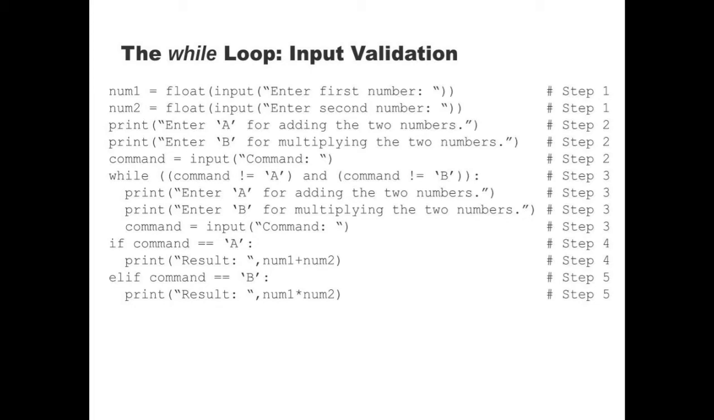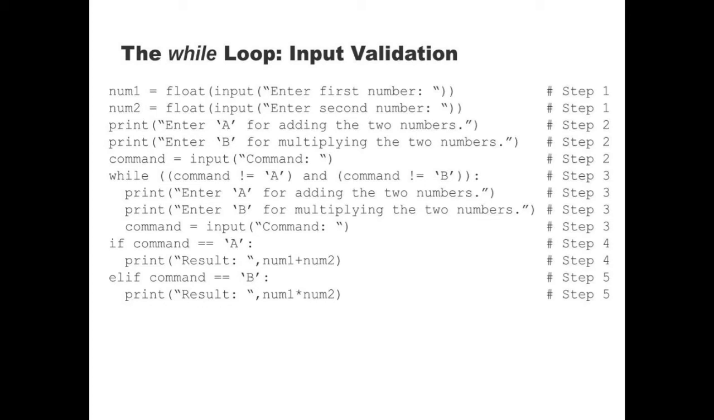As long as the command entered in step 2 is not valid, we keep on asking the user to enter the command again and again. So the condition that we define in the while loop is if the command is not equal to A and if the command is not equal to B, then this code segment will be repeated again and again.